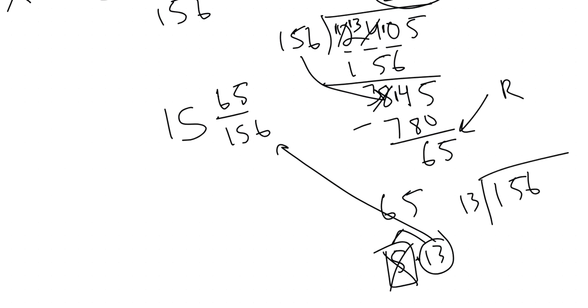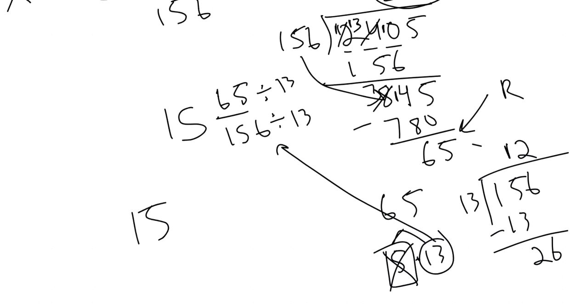13 goes into 15 one time. 13 times 1 is 13. 15 minus 13 is 2. Bring down the 6. And then 13 goes into 26 2 times. So actually, both of these numbers can be divided by 13. 13 is a factor of both of them, which will give us 15.